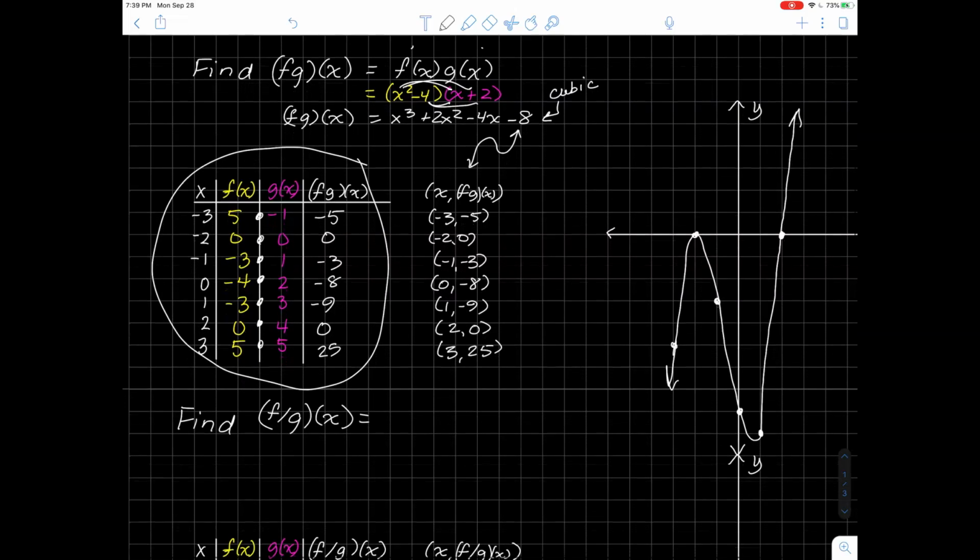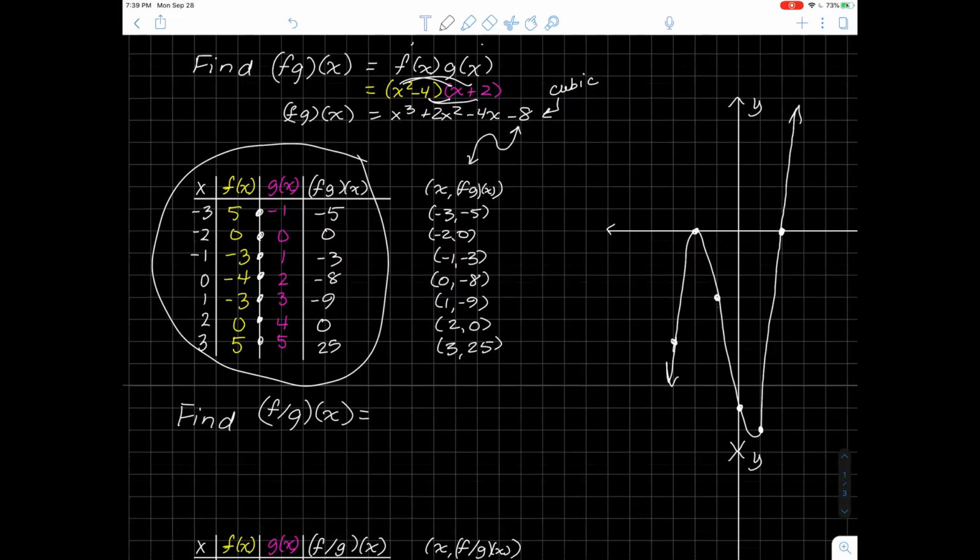All right, last one. Find f divided by g of x. So we're going to do f of x over g of x, but because we put g of x in the denominator, we have to remember that g of x cannot equal 0. So we have a domain restriction in this case. So our g of x is x plus 2. We'll just go ahead and write it out, and we'll do the algebra, and then we'll talk about it.